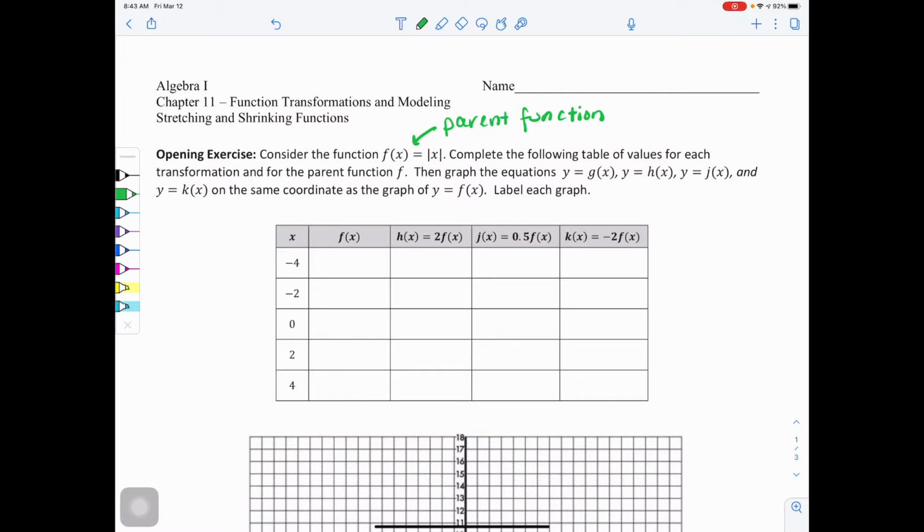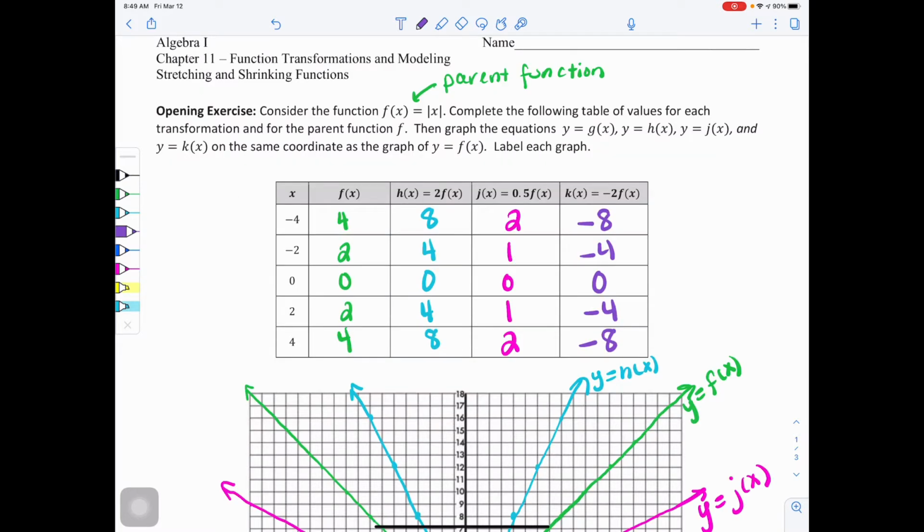Then graph the equations y equals g of x, y equals h of x, y equals j of x, and y equals k of x on the same coordinate plane as the graph of y equals f of x. Label each graph. So at this time, I want you to complete the opening exercise. Please use your graphing calculator to help you do this. It can help you with your table of values quickly, and you can see for sure whether the graphs you are sketching are correct. When you are ready to resume after doing the opening exercise, then please unpause the video.